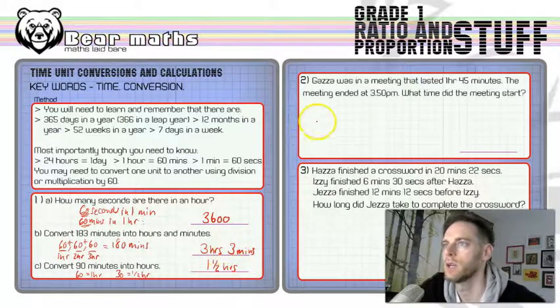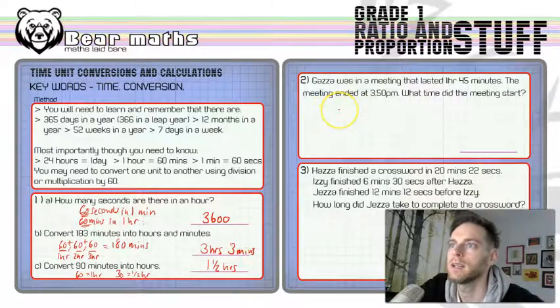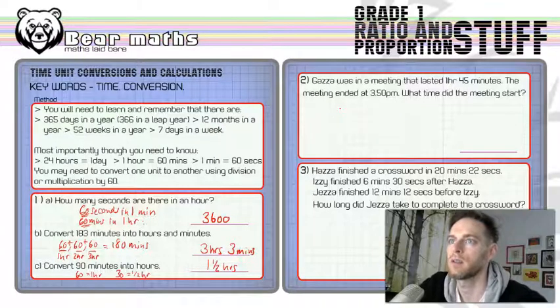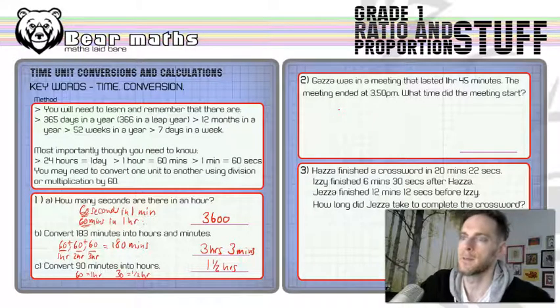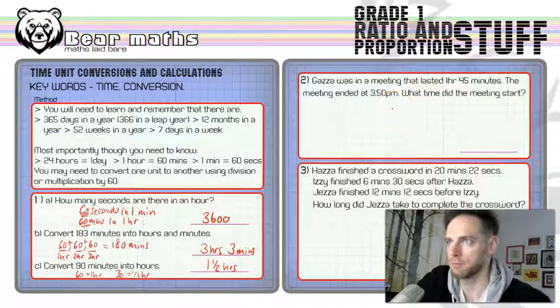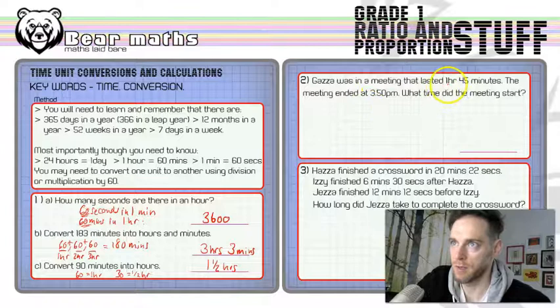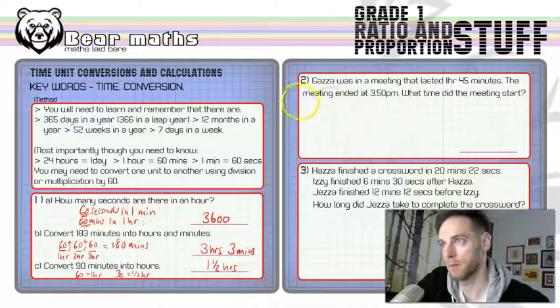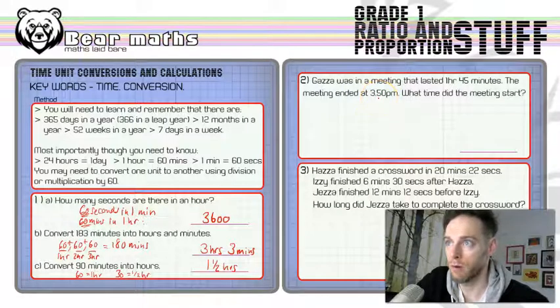Right, number 2. We've got Gaza, and Gaza was in a meeting that lasted 1 hour and 45 minutes. The meeting ended at 3:50 p.m. What time did the meeting start? So, basically you'll work backwards here in this question. And so it lasted for 1 hour and 45 minutes. It ended at 3:50. So I would take the 45 minutes off of the 50 minutes.